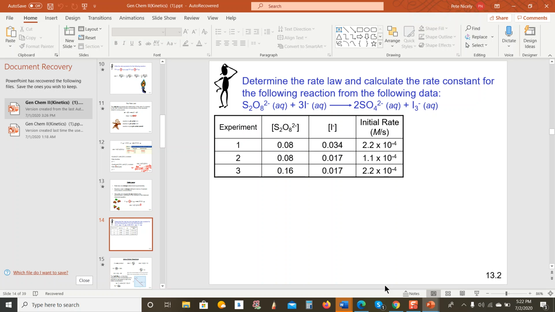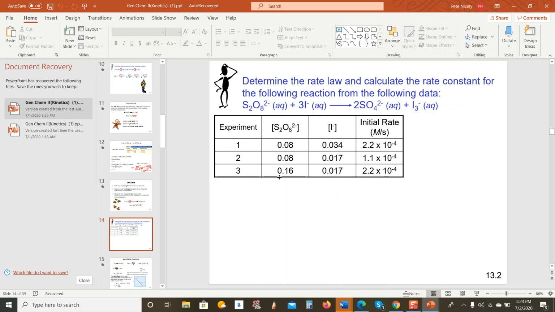Okay, so let's look at this example of a typical rate law type question where you're asked to find the rate law, and in this case, to find the rate constant. The question says determine the rate law and the rate constant for the following reaction. It gives you the equation and the data where, at different concentrations of both reactants, the initial rate was found. So let's proceed on this problem.